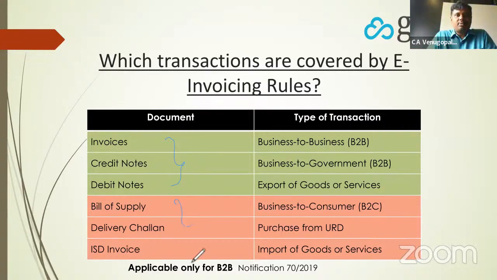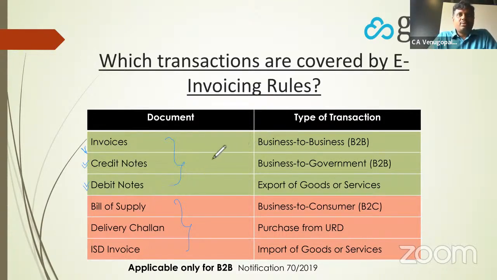The first and foremost, e-invoice has to be read as an e-document because it is applicable to a credit note, and it is applicable to a debit note along with the invoice. It is applicable to all three of them. So it is not just an invoice, it is a document. The invoice, credit note and debit note are all applicable.